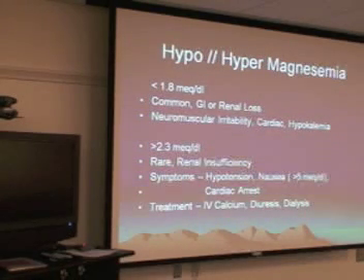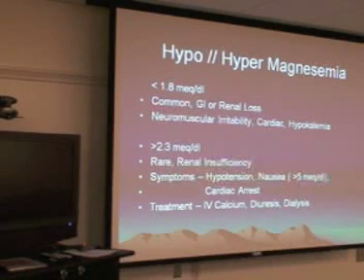Hypo and hypermagnesemia. Hypo is less than 1.8. It's probably more common than we know. GI and renal loss, neuromuscular irritability, cardiac issues, and hypokalemia, as we spoke about earlier. Treatment is replacement. Greater than 2.3 is hyper.